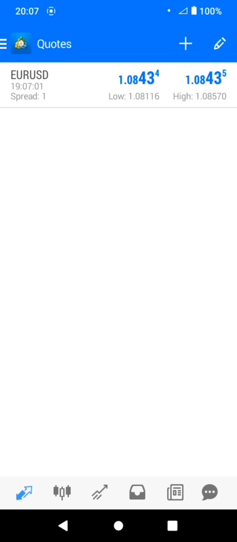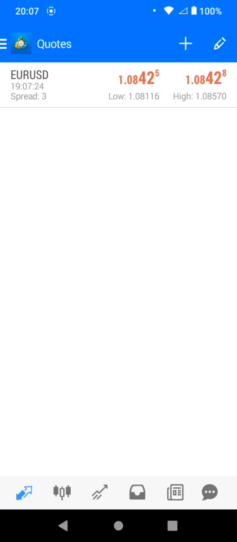Then you move back. Now you can see we have just one currency pair, which is the EUR/USD. Euro is the base and USD is the quote. If you have not learned that, check my forex beginners course. It's totally free. The next thing you need to do, let's say we want to customize and add a currency pair.